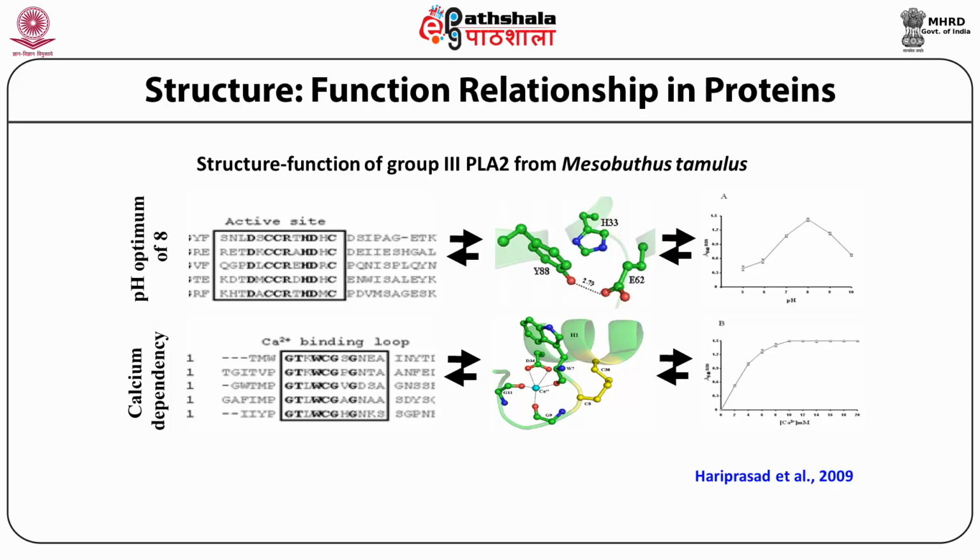This in turn translates to a function where the enzyme is dependent on calcium, or in other words, calcium becomes a cofactor for the catalytic activity of this particular phospholipase A2 protein. Thereby, the function is a resultant of the three-dimensional structure, which in turn is a resultant of the sequence. This very beautifully illustrates that the sequence-structure-function relationship is very integral, well maintained, and useful for understanding proteins.